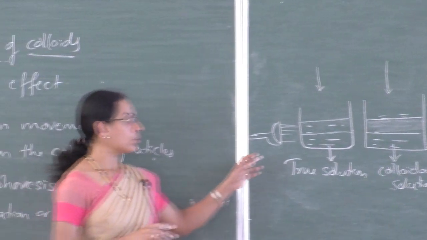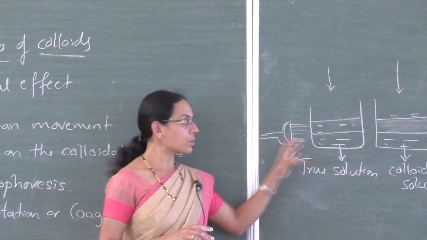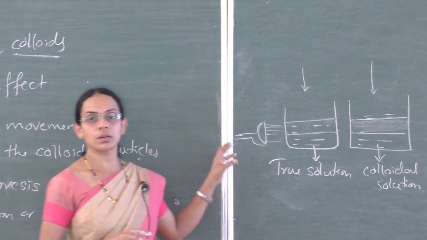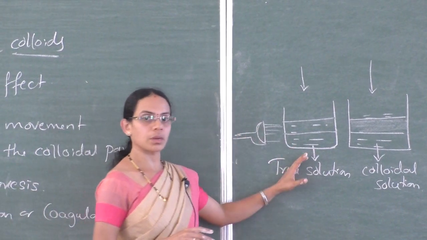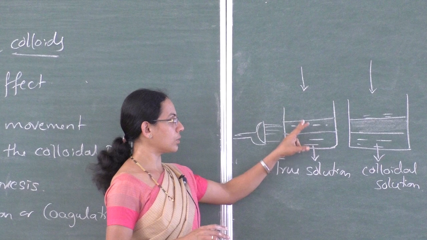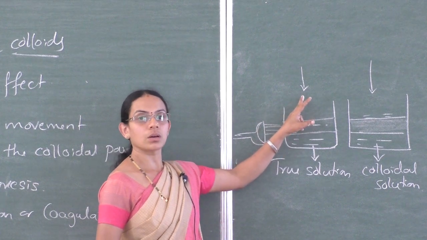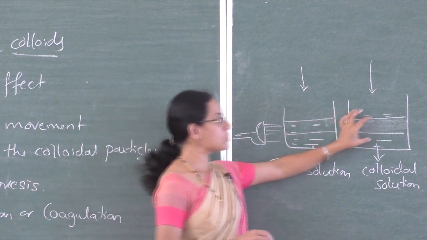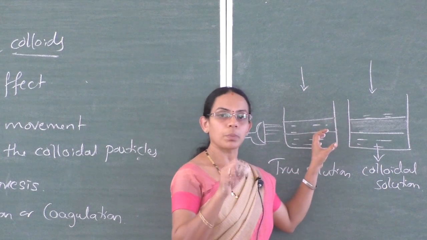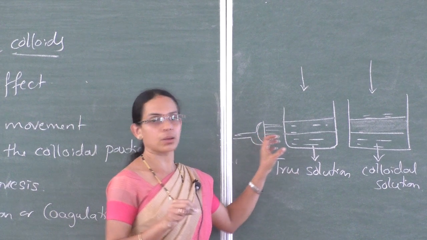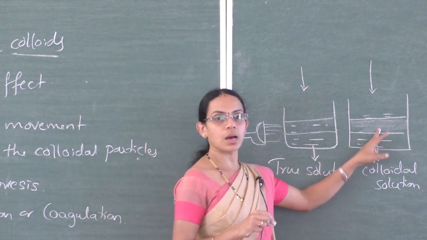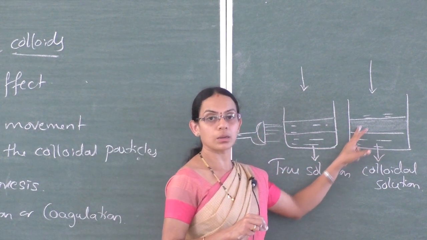And when this observation is made by using an ultramicroscope, if we did the same experiment and observe with an ultramicroscope, we can observe that colloidal particles look like bright stars in a dark background. We can observe the bright stars of colloidal particles in the dark background.